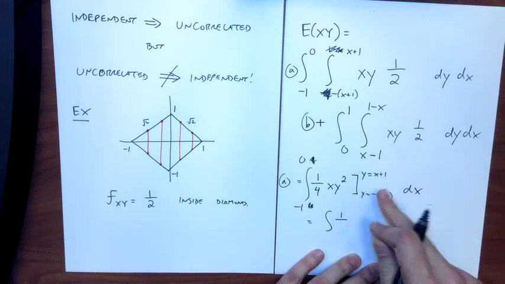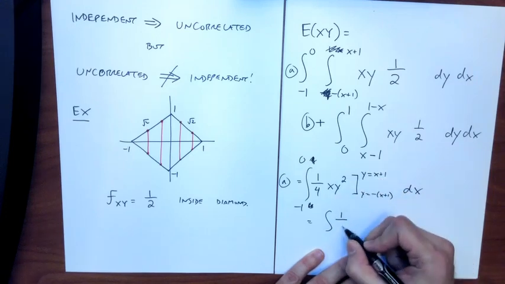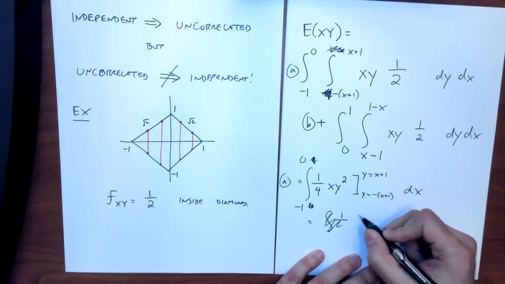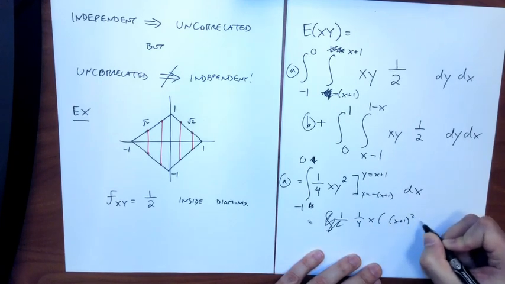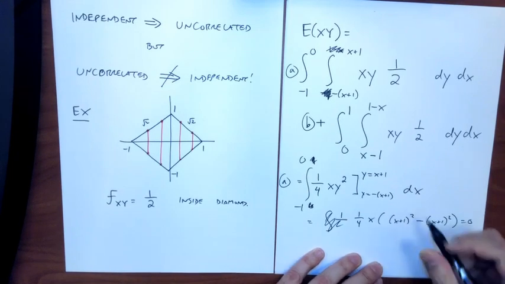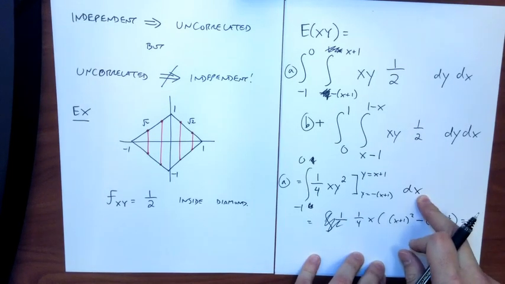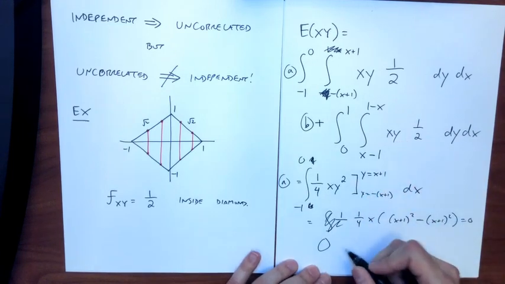Because if I plug in y equals plus something and y equals minus something, I'm going to get 1/4 x times (x plus 1) squared minus (x plus 1) squared. You get 0, right? So this integral is going to be 0. That's nice. And this integral, I think, is also going to be 0 by the same token, right?